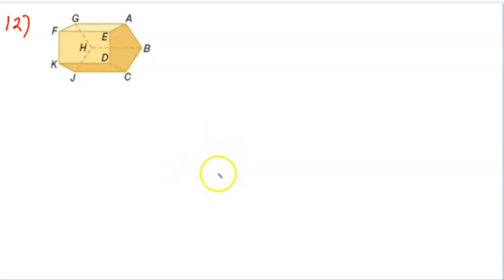So I chose number 12, and the directions here are to determine whether the solid is a polyhedron, then identify the solid, okay? And then if it is a polyhedron, name the bases, faces, edges, and vertices. So this is a polyhedron.